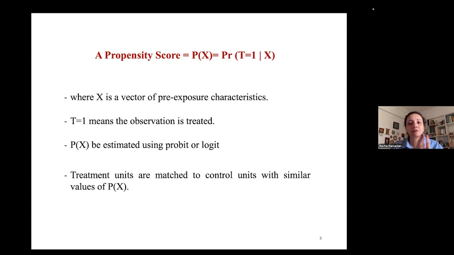And we can start matching between the treated and non-treated based on this score. Any question till here? Any comment? Everything is clear? Are you with me? Okay, I will assume that no answer means that everything is fine.